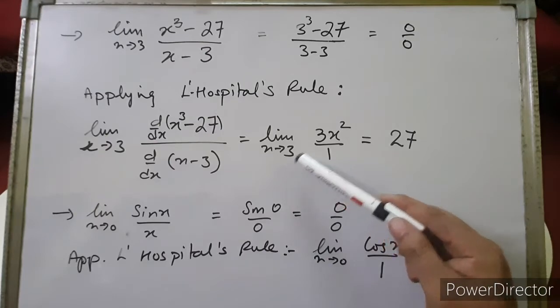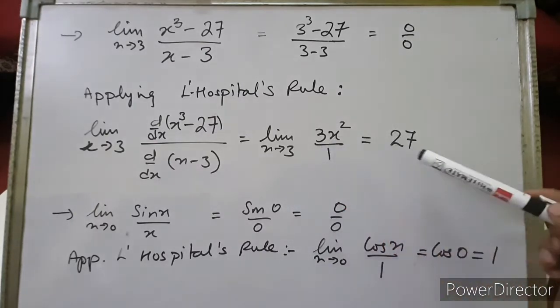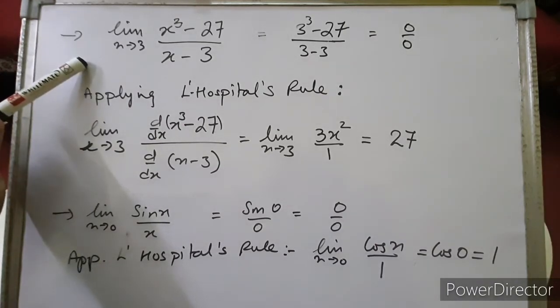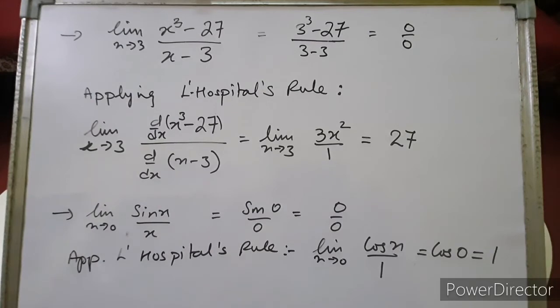So when we put x equals 3 here, 3 threes are 9, 3 nines are 27. So the value of the limit, limit x tends to 3, (x cube minus 27) upon (x minus 3), will be 27. Right?